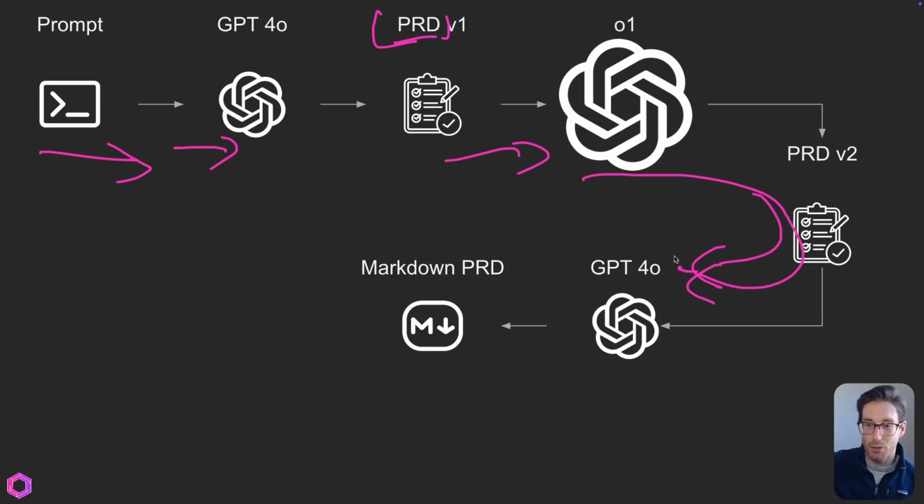So I'm going to send that off to 4o to then create a proper markdown file. And then we have that we can use with Cursor. Now, back to my point, is why are we using markdown files?